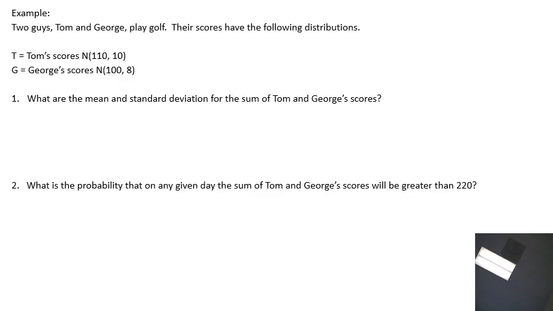So let's do a little example. We have two guys, Tom and George, playing golf, and their scores have the following distribution. Tom's scores follow a normal distribution with a mean of 110 and a standard deviation of 10. George's scores have a mean of 100 and a standard deviation of 8. So George is a better golfer than Tom.